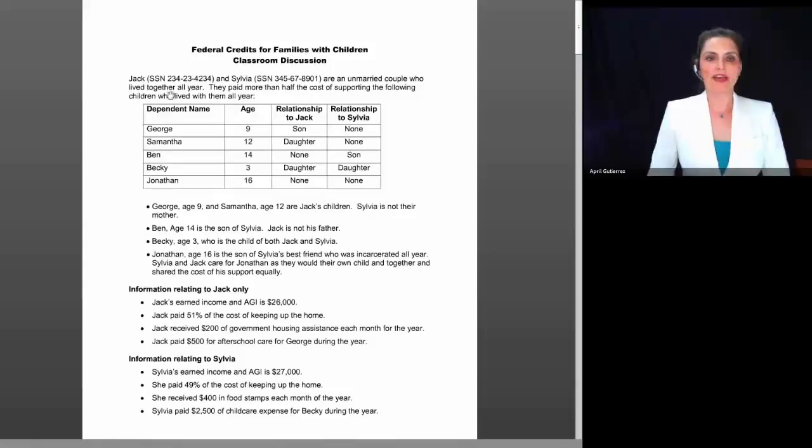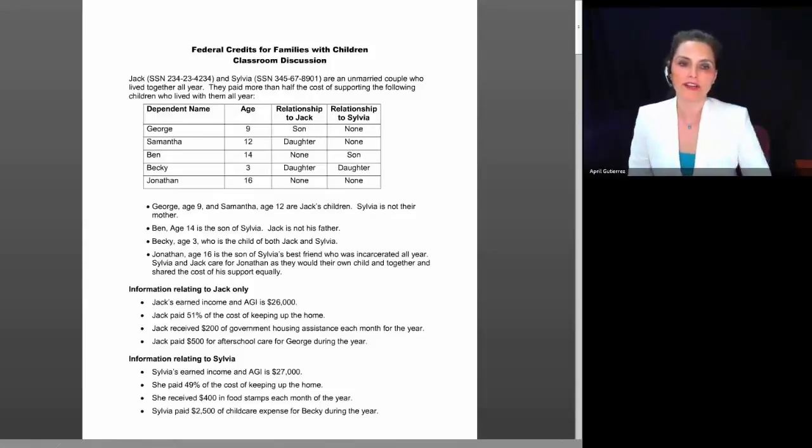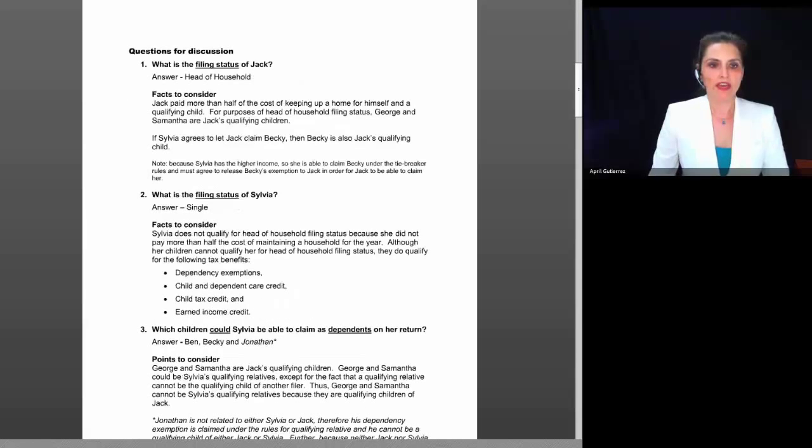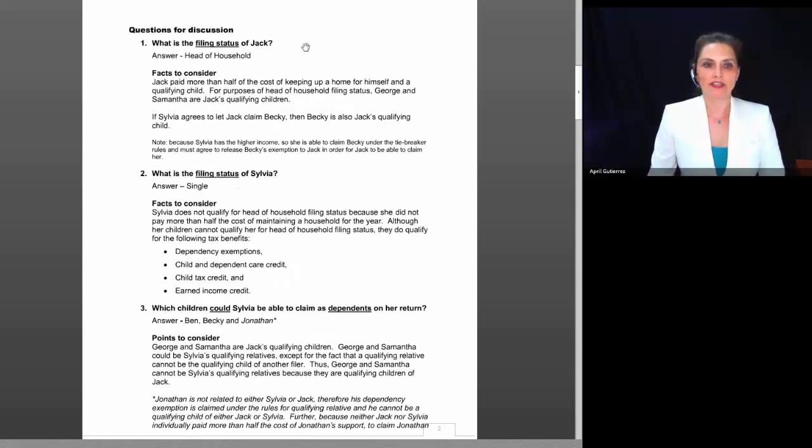At any rate, here we have the answer key for federal credits for families with children. And we start off just by rewording the problem. And then we get into the questions for discussion. Well, what is the filing status of Jack? The answer is head of household. The fact that you need to consider is that he paid more than half the cost of keeping up the household, even though he has the lower income. Sylvia has higher income, but she didn't pay more than half the cost of keeping up the house.